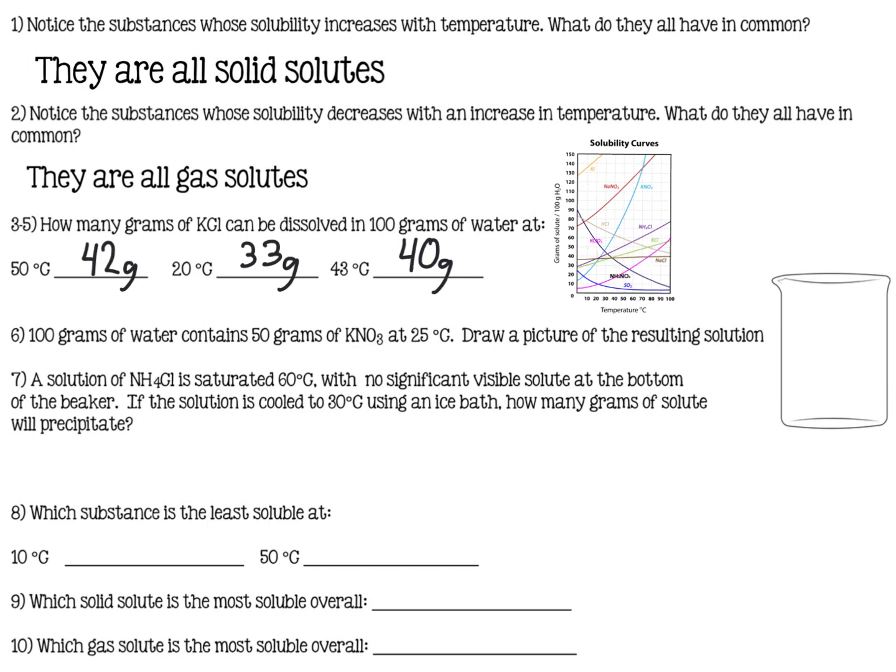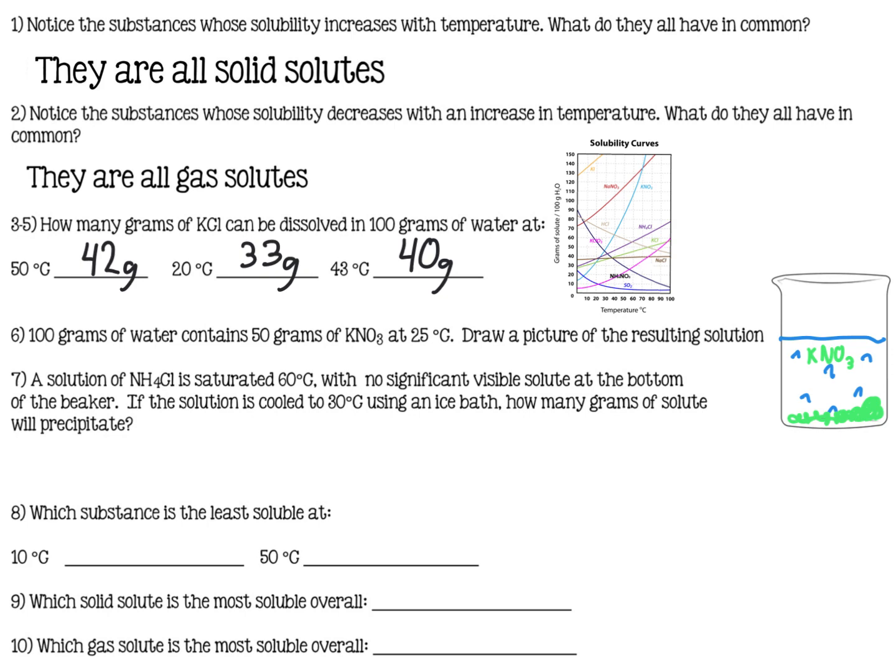Next, consider the situation where 100 grams of water contains 50 grams of KNO3 at 25 degrees Celsius and draw a picture of the resulting solution. This is a good example. You have the KNO3 dissolved in solution, but you also have it down here at the bottom. That's because this is a supersaturated solution. It is above the line on the chart. Now look at number 7.